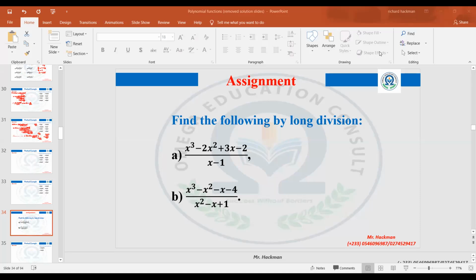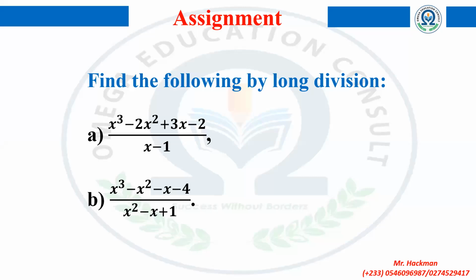So it's going to be a very short meeting, simply to go through the solution to the assignment that was given in the previous lesson, and the assignment is exactly what we have on the screen. So find the following by long division.